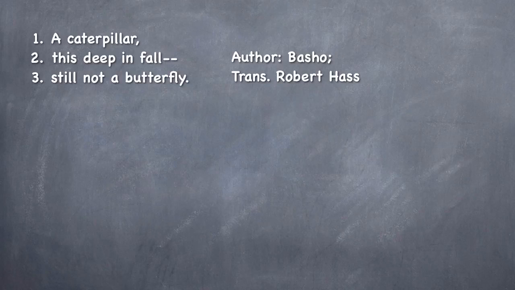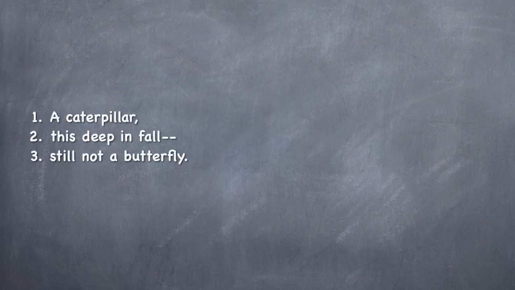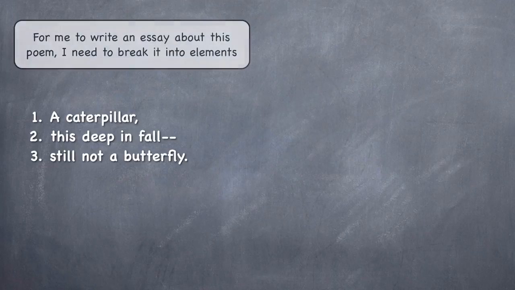Let's take a closer look at it. Again, a caterpillar, this deep in fall, still not a butterfly. Very interesting, right? Only 10 words. How do I write an essay on a poem that is only 10 words long? For me to write an essay about this poem, I need to break it into elements. Let's see, how do I do it?